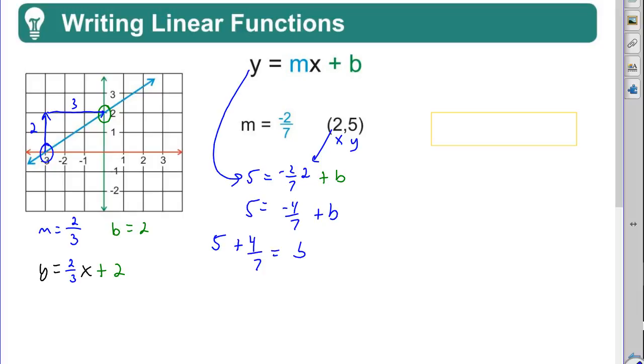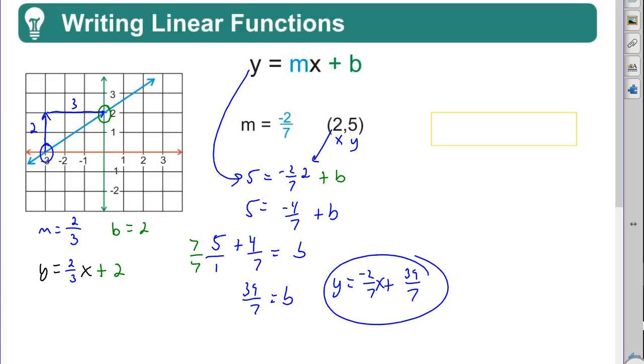All right, in fractions, right? No problem. How can you make the bottom be a 7? Multiply it by 7 on the bottom. Wherever you do the bottom, do the same thing at the top. 5 times 7 is 35, plus 4 more is 39/7, right? Add the numerator, put them over the common denominator. Okay. We're ready now. Y equals, what's my m? Negative 2/7. What's my b? Oh, don't forget the x. Negative 2/7 x plus b, 39/7. And we just wrote the equation of the line.